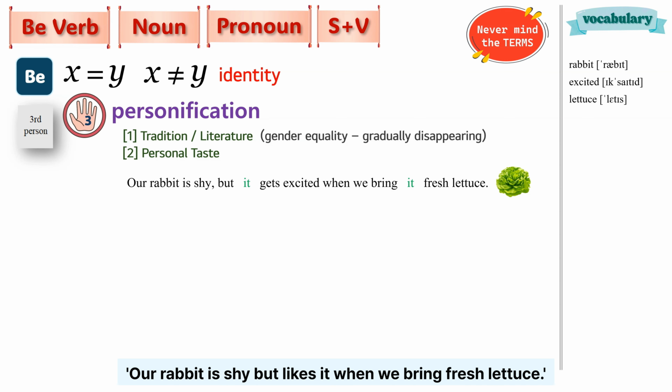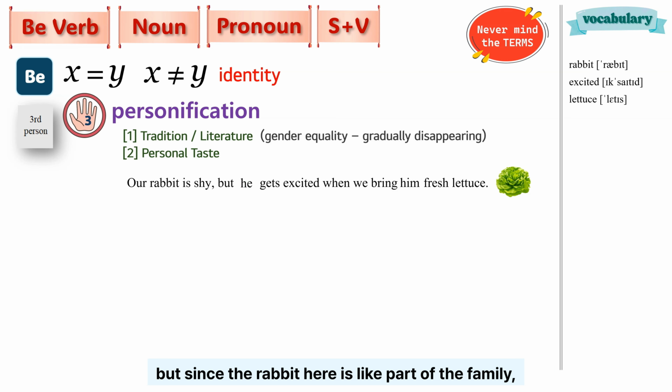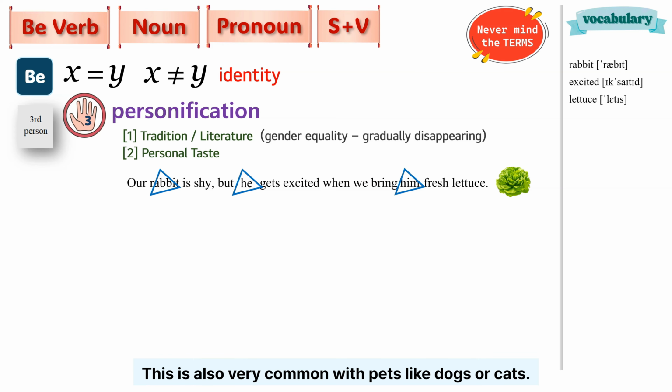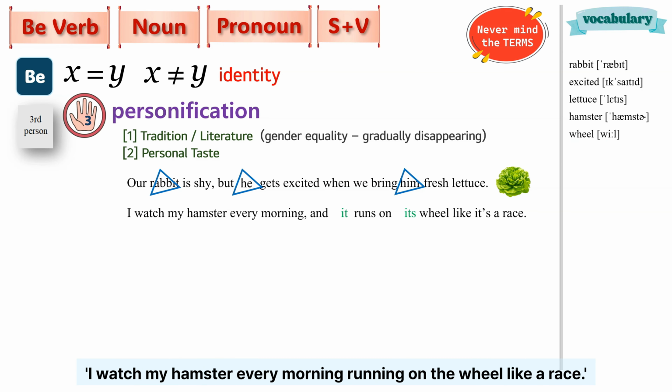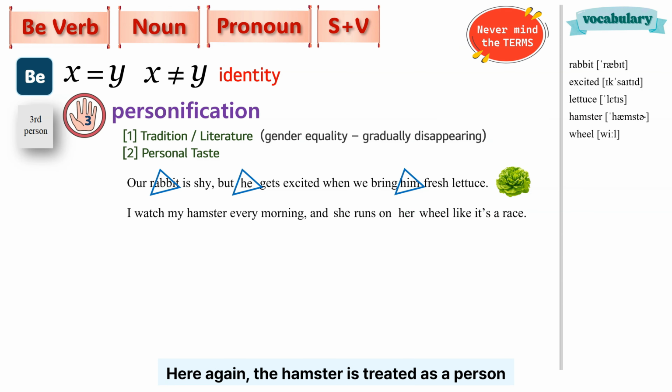Our rabbit is shy, but likes it when we bring fresh lettuce. Normally, animals are treated as neutral, using it. But since the rabbit here is like part of the family, it is treated as a person, masculine. This is also very common with pets like dogs or cats. I watch my hamster every morning, running on the wheel like a race. Here again, the hamster is treated as a person because it is loved and cared for like a family member.